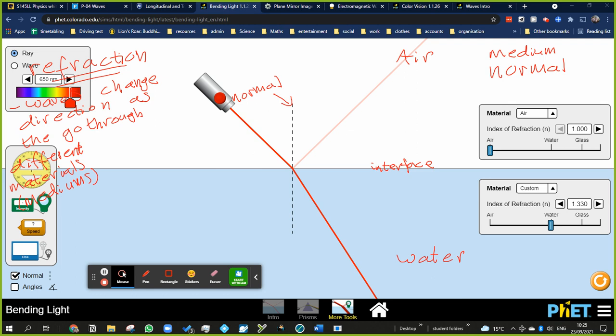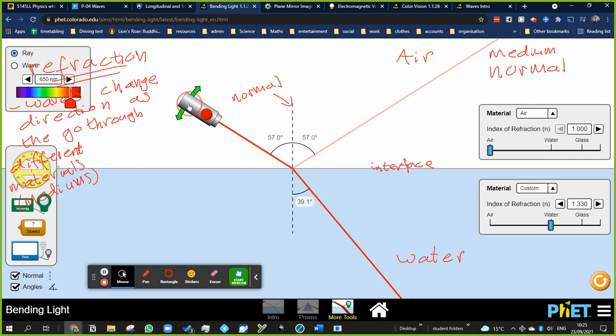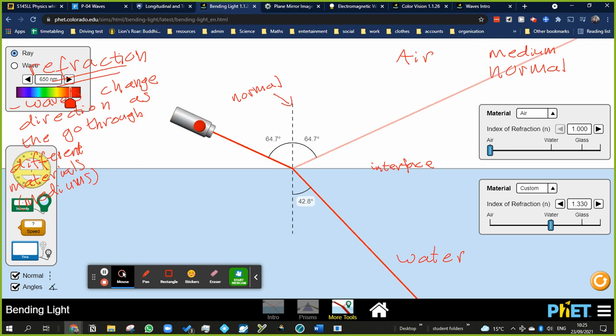And if we turn the angles on, we will see that that angle and that angle are always the same. Whatever I do, I change it, it's always the same. Now that's called the law of reflection. The law of reflection states that this angle here is always the same as that angle, and this angle is called the incident angle, or you can call it the angle of incidence if you like. And this is called the reflection angle, or the angle of reflection.